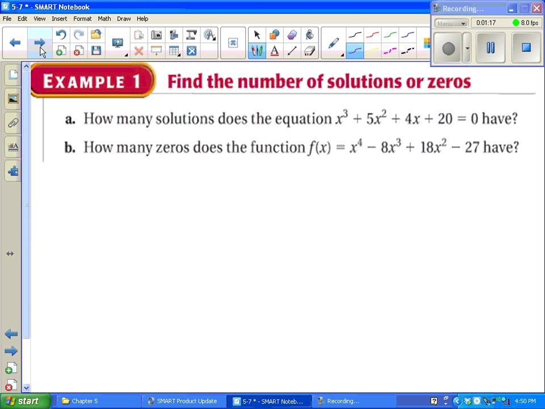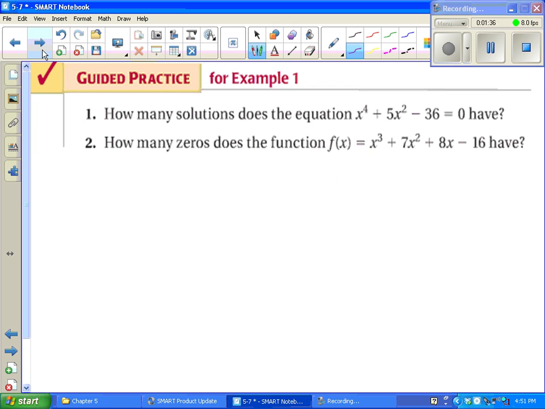That being said, how many solutions does this first equation have? Well, it's the 3rd degree, so it has to have 3 solutions. Part B, how many zeros does this next function have? It's a 4th degree, so it must have 4 solutions. Wouldn't it be nice if the whole lesson stayed this easy? It's not going to. So you can go ahead and pause the video, try these on your own, or you can do that later.